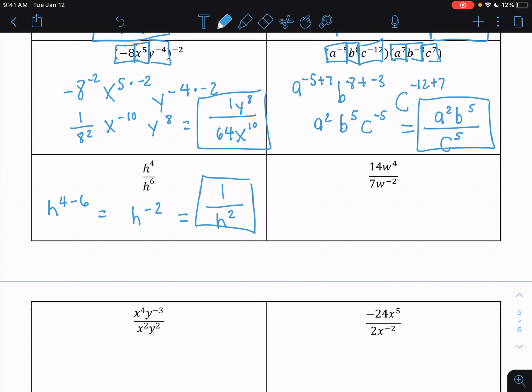So our first step, of course, is to deal with the regular numbers. So 14 divided by 7 is 2. And then we have w, 4 minus negative 2. Remember, when you have a minus and negative, it's really like a plus. So this would be 2w to the 4 plus 2, which means our final answer is 2w to the 6th.